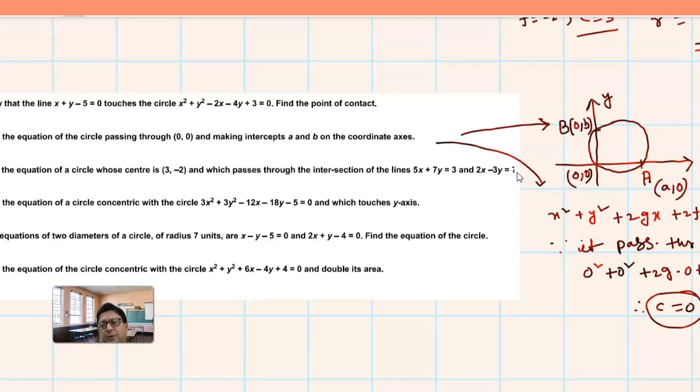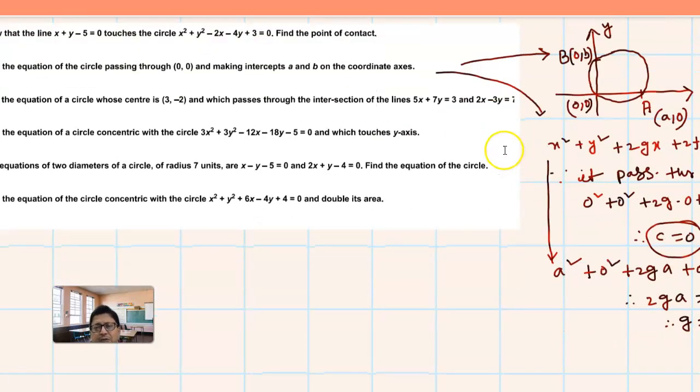Now it passes through the point (a, 0) also. So on this equation you put x equal to a and y equal to 0. So a square plus 2ga plus 0 plus c equal to 0. So 2ga is minus a square. g will be minus a by 2.